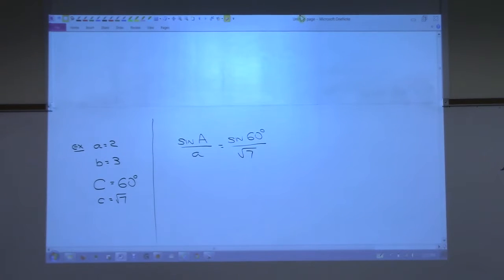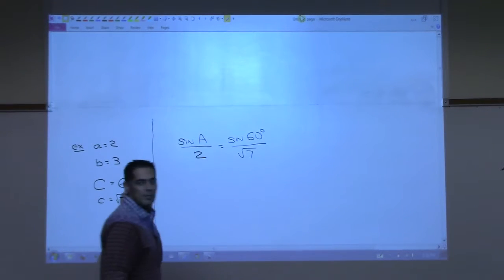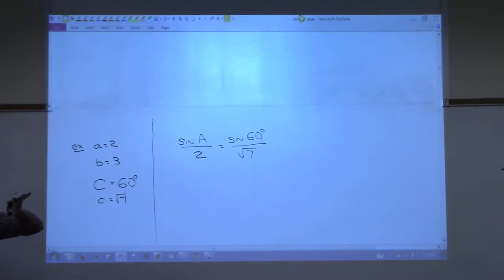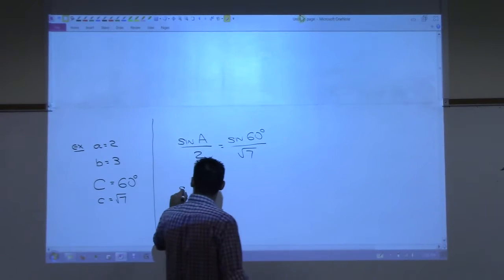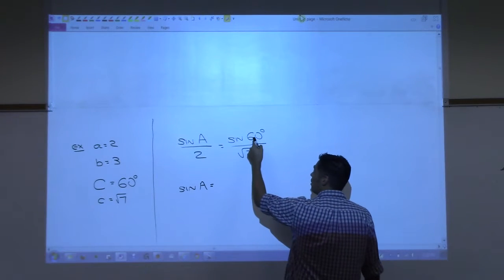That's what I'm going to use. Oh, and I should have replaced little a with 2. All right, so you see how I have 3 of the 4 pieces now? And then I can go get this. So sine of capital A is, sine 60 is root 3 over 2, isn't it?